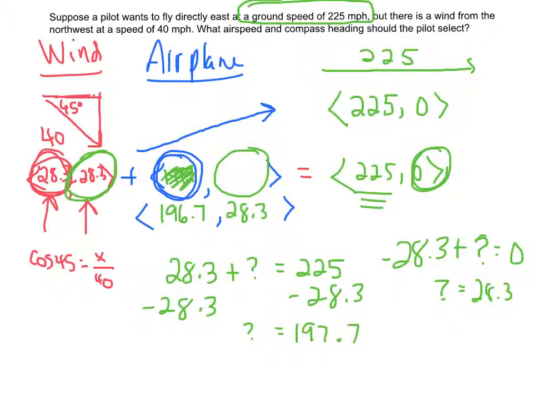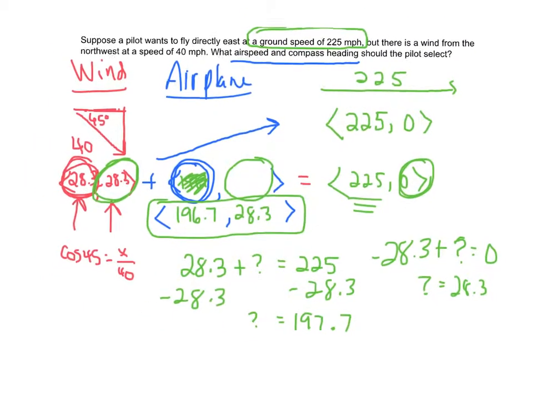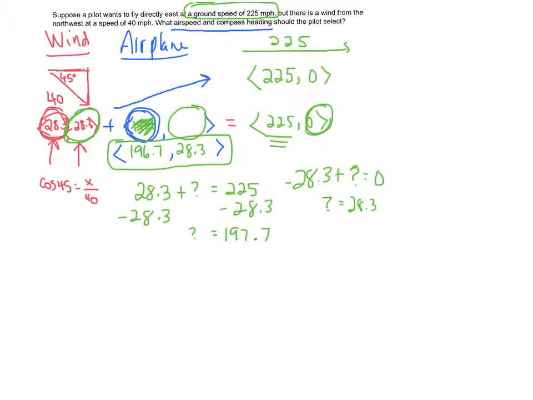So I have my x and y components of our airplane vector. It asks us what airspeed and compass heading that should be, so it's asking for magnitude and direction. I need a little bit of room to figure this out, so I'm going to give myself some room here. I'll redraw the airplane vector. It's going to look something like this. I know the x value is 196.7, and the y value is 28.3.